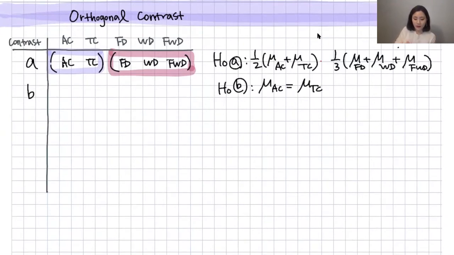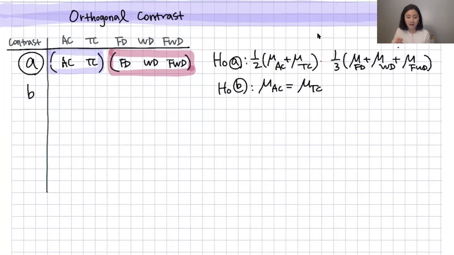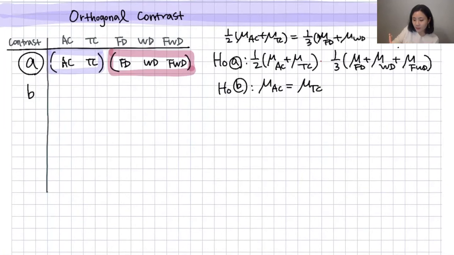So my first contrast, which I will call contrast A, compares the control groups and the experimental groups. My first null hypothesis for contrast A is that the average of the first two group means, mu AC and mu TC, is equal to the average of the three group means, mu of FD, mu of WD, plus mu of the food and water deprived group.